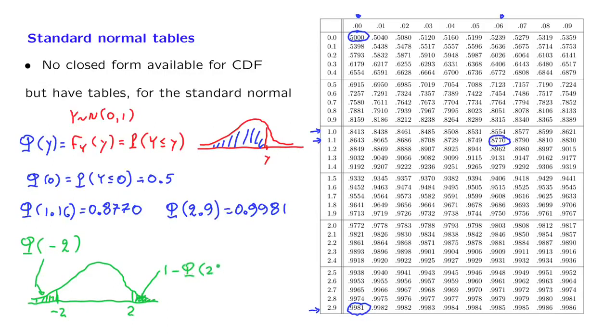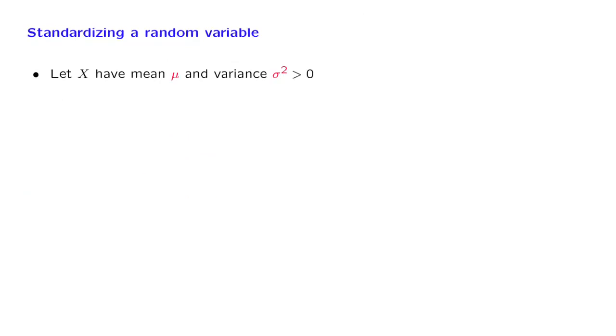So this quantity is going to be the same as phi of -2, and this one we can now get from the tables. It's 1 minus, let us see, 2 is here, it's 1 minus 0.9772. The standard normal table gives us probabilities associated with the standard normal random variable. What if we're dealing with a normal random variable that has a mean and a variance that are different from those of the standard normal?